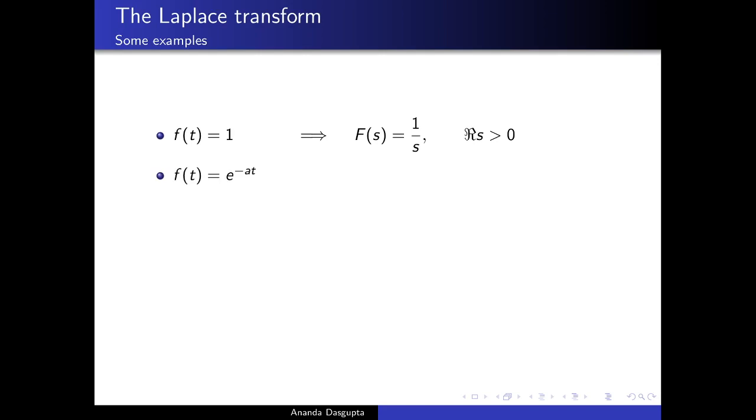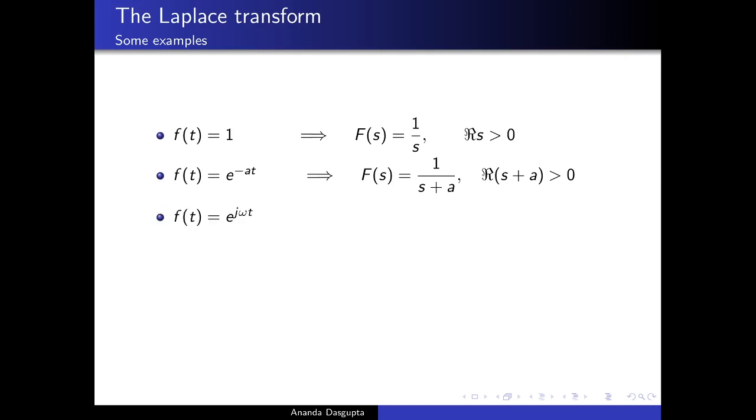Now, another important and useful case is when f of t is an exponential. I've deliberately written e to the minus at, because then the integrand for the Laplace transform becomes e to the minus st times e to the minus at. So all that happens is s gets replaced by s plus a. The Laplace transform is simply 1 over s plus a, with the condition, of course, that the real part of s plus a must be positive.